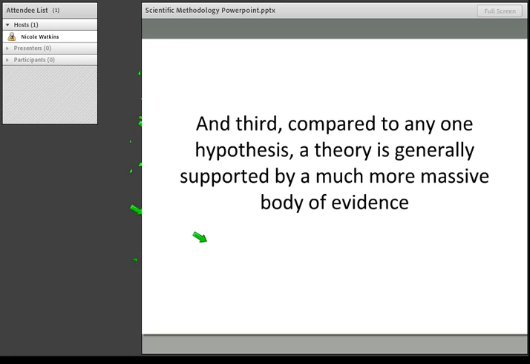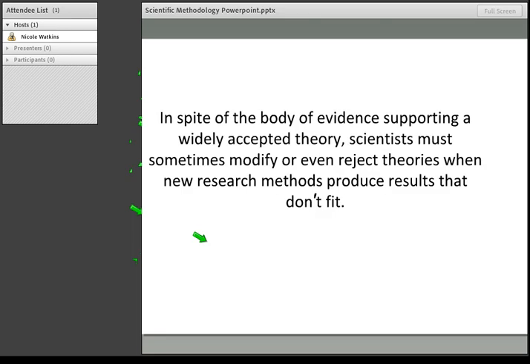And third, compared to any one hypothesis, a theory is generally supported by a much more massive body of evidence, like the few theories that I spoke about earlier. Now, one thing to keep in mind, this is so important when we talk about how science is constantly evolving and paradigm shifts. In spite of the body of evidence supporting a widely accepted theory, scientists must sometimes modify or even reject theories when new research methods produce results that don't fit. Hence, what happened in the recent years with Pluto. Pluto used to be considered a planet. Then scientists made observations, and no longer does Pluto fit into what is deemed a planet, and the observations that are made based off of other observations of other planets.